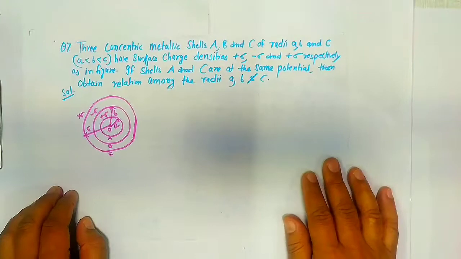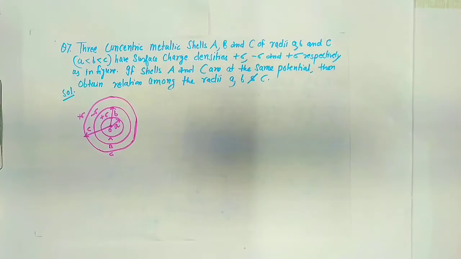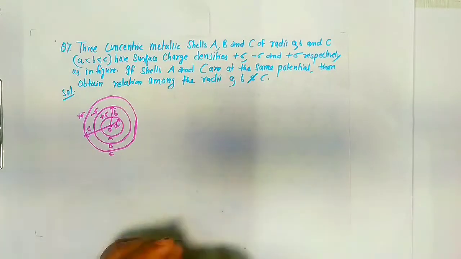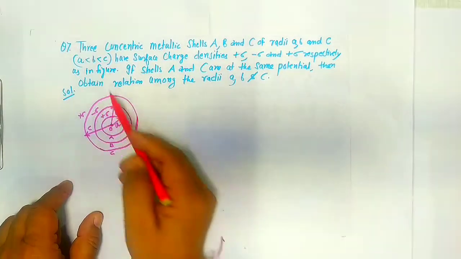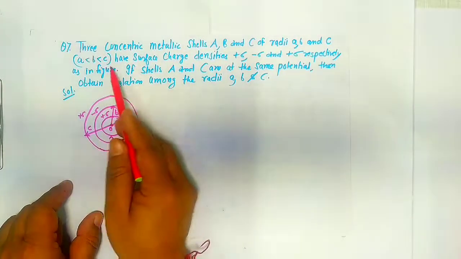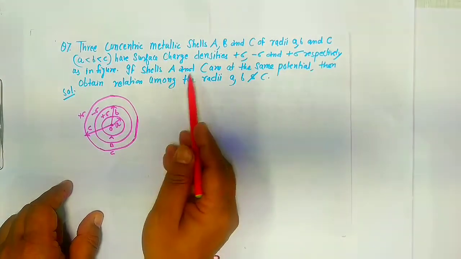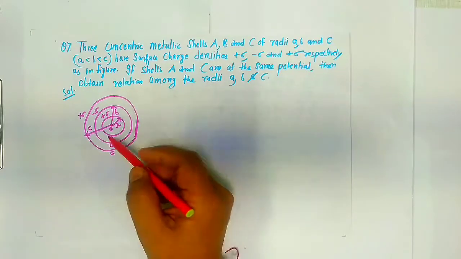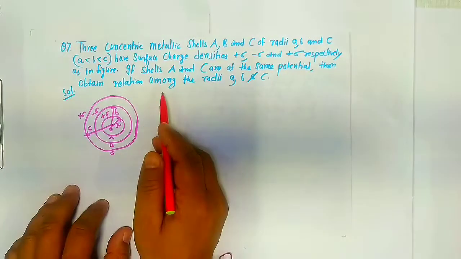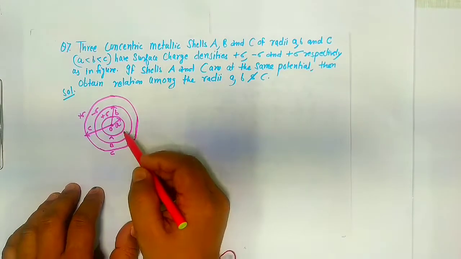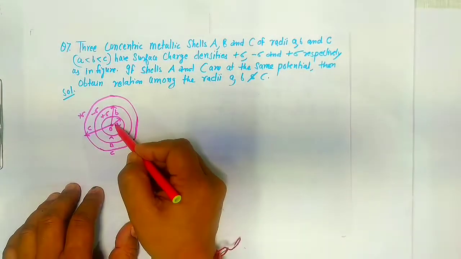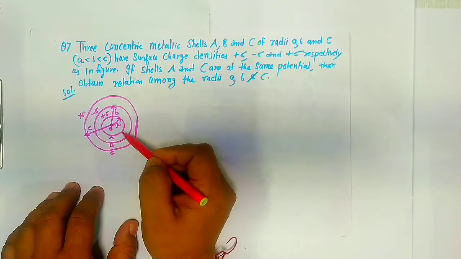Now there is another question, question number 7, and question number 7 is very important. If you see, in this question 3 concentric metallic shells A, B, C of radii A, B, C are given, and the figure is given: A is less than B, less than C, having surface charge density plus sigma, minus sigma, plus sigma. If shells A and C are at same potential, then what will be the relation among A, B, C? These are the 3 concentric shells. Their radii are given and their densities are given.